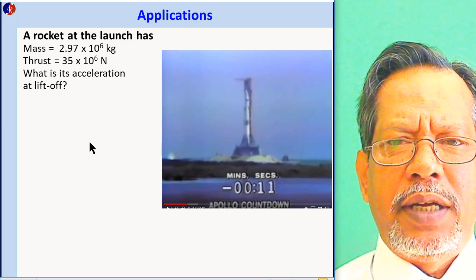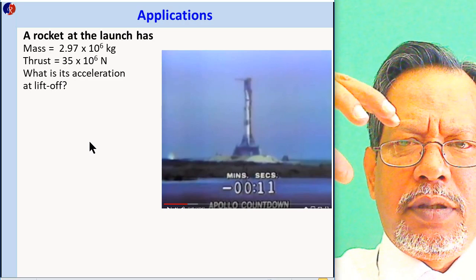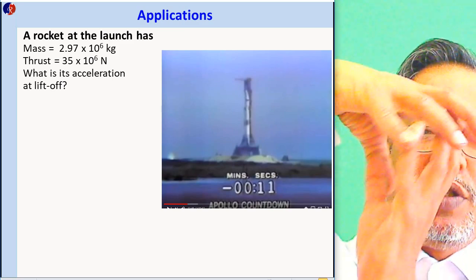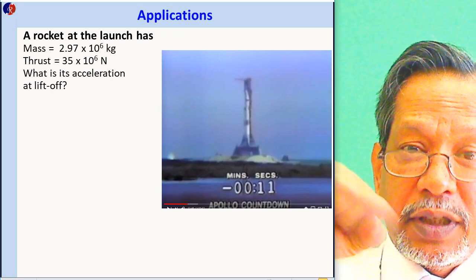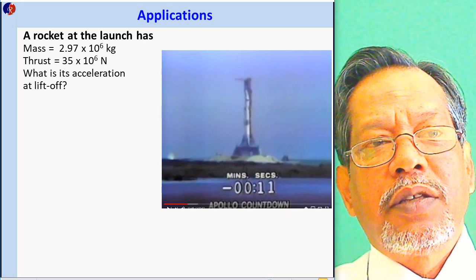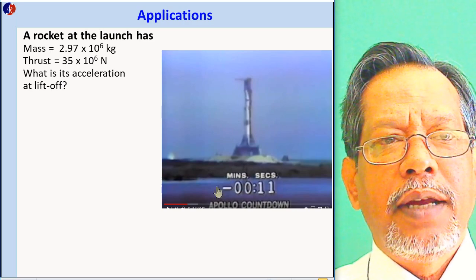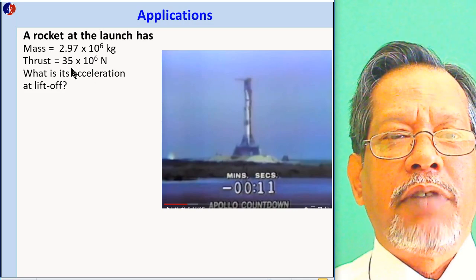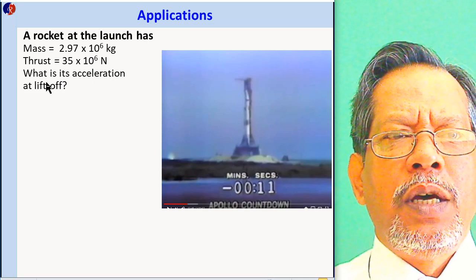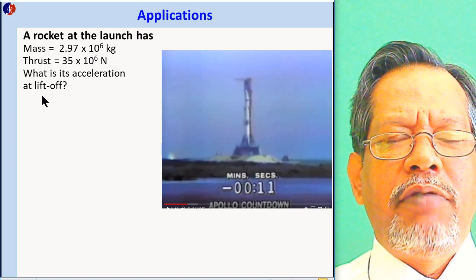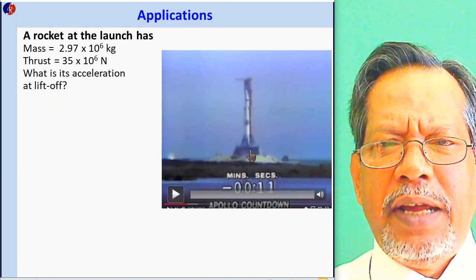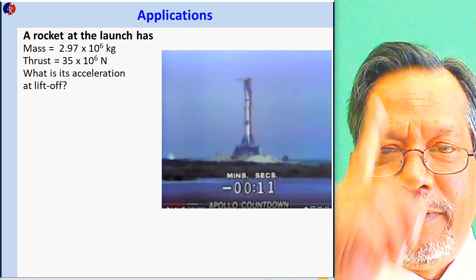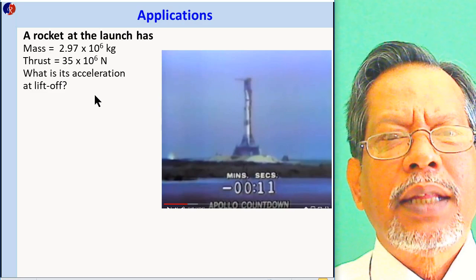Thrust is a force that the rocket engine produces. That means the rocket engine pushes the burnt fuel down, and the reaction is called thrust. Okay, thrust. That's a force. It is 35 million Newton, upward. What is its acceleration at liftoff? For planes, we say takeoff. For rockets, we say liftoff. That means start.